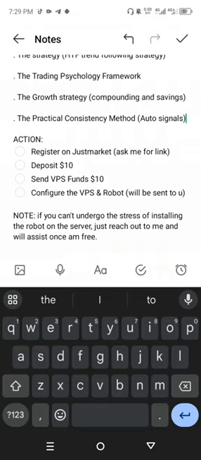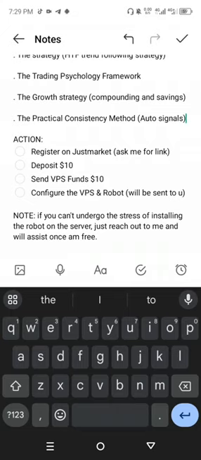So the robot will be hosted on the server to ensure it's running 24/7. So you're going to be buying a VPS, which is a server space for you to be able to host the robot and receive those messages. Now the VPS costs about $10 for a month. So every person that's coming in is going to be getting the VPS, which simply means a virtual private server.